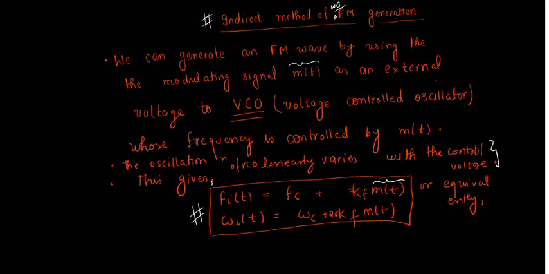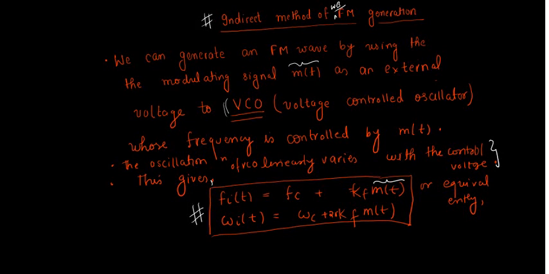So that is why I have written like this. So we can generate an FM wave by using the modulating signal m(t) as an external voltage to a VCO. Now the question is how to generate a wide band FM signal using the indirect method. For this we use a device called a VCO, voltage controlled oscillator. This voltage controlled oscillator is a device that generates a cosine or sinusoidal signal with some frequency, and its frequency is controlled by the external voltage or input to this VCO.